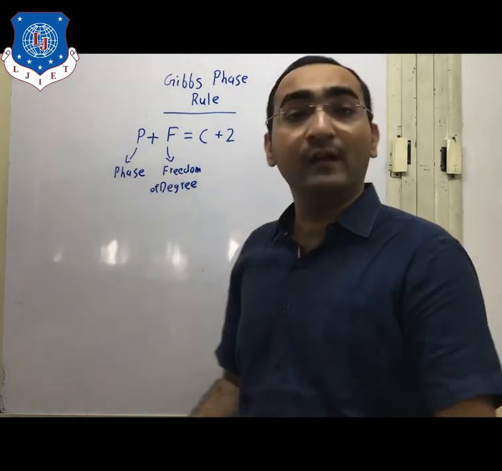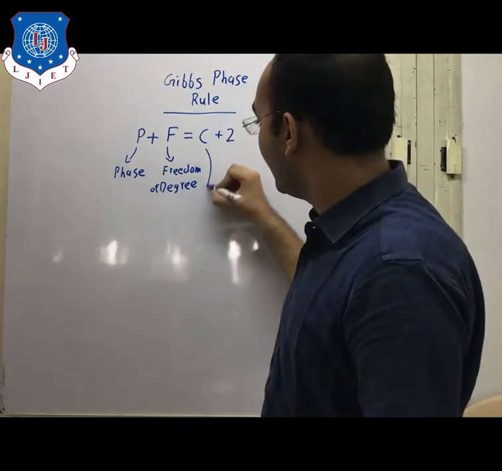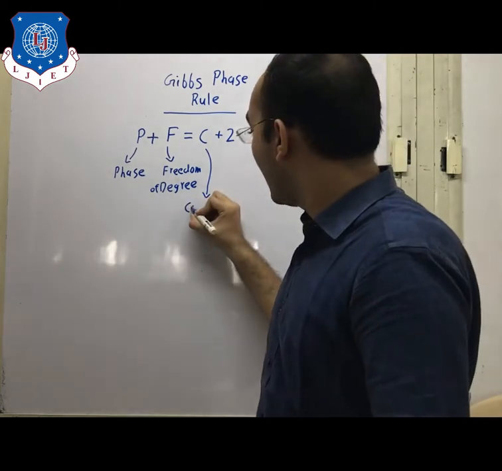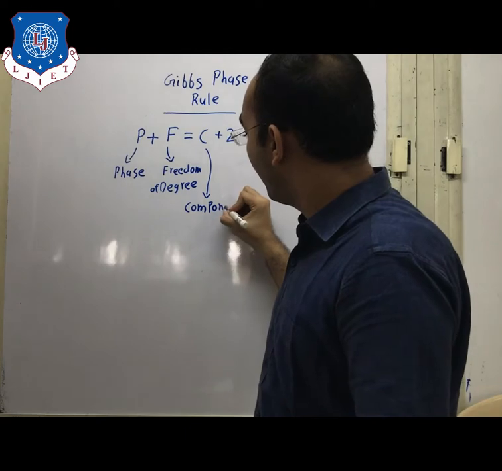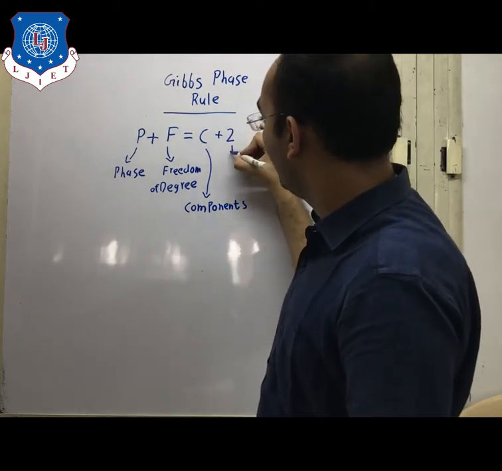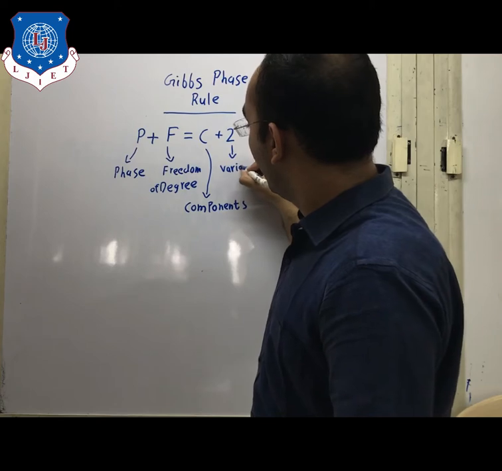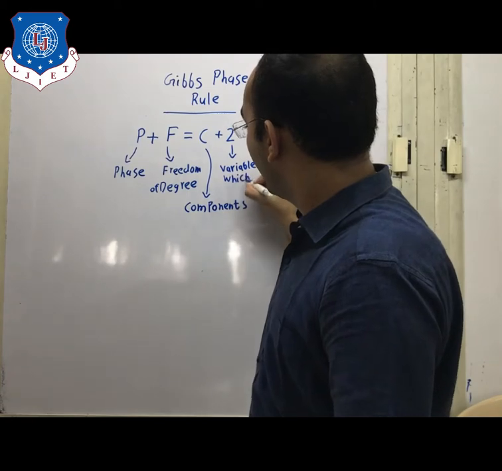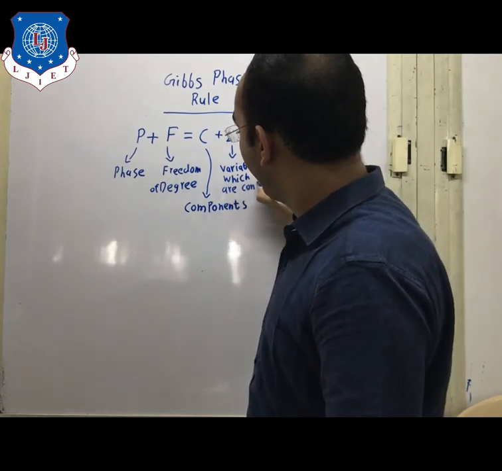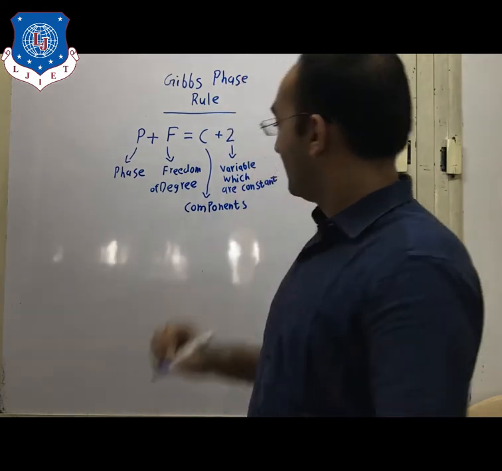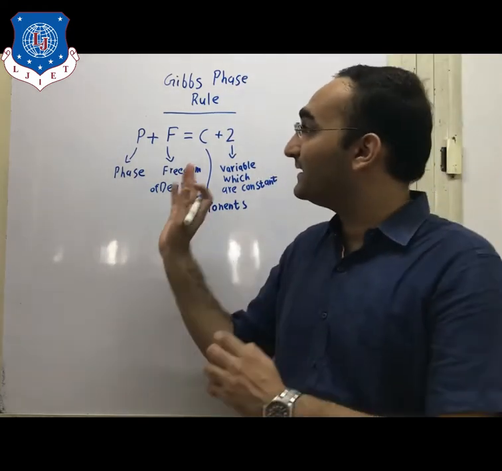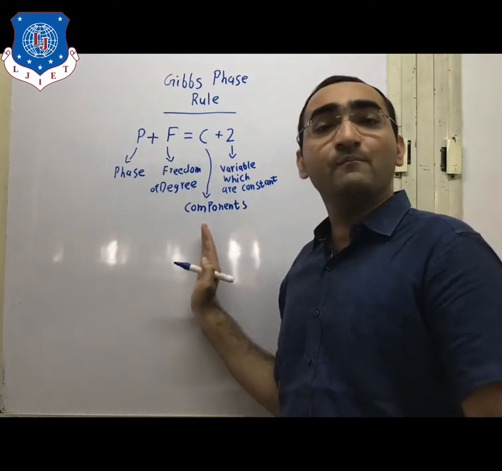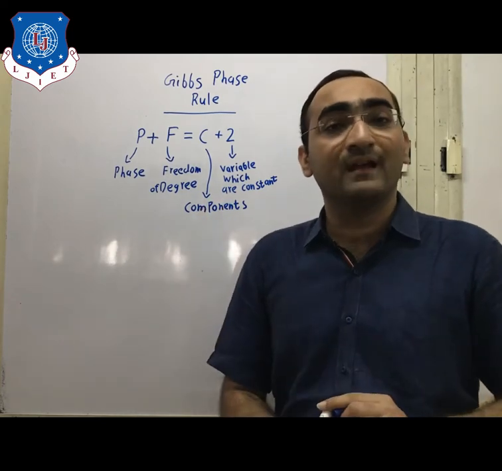Freedom of degree, you can write, or you can go for the degree of freedom. What is C? C means the total parts which are there, or you can say the components of the system. And what is this 2? 2 is the variables which are constant. So this is basically the relation between the phases, degree of freedom, and the components, and the variables which we are keeping as a constant.